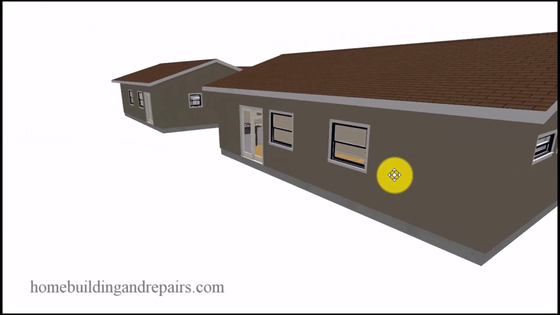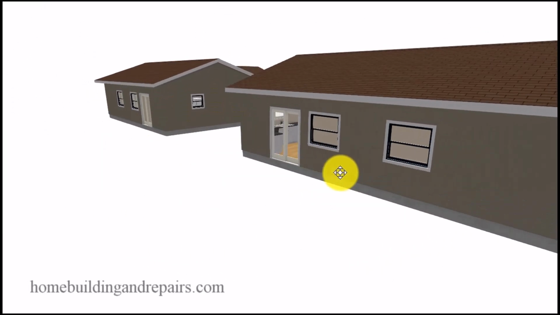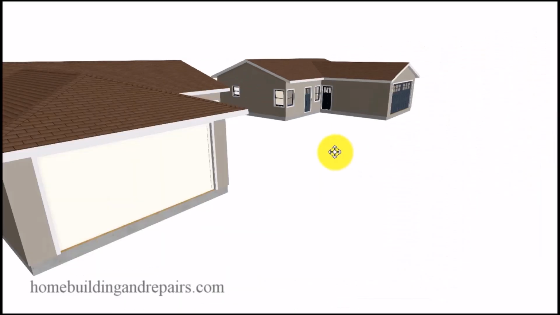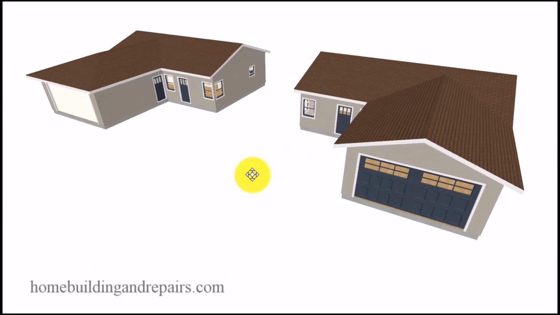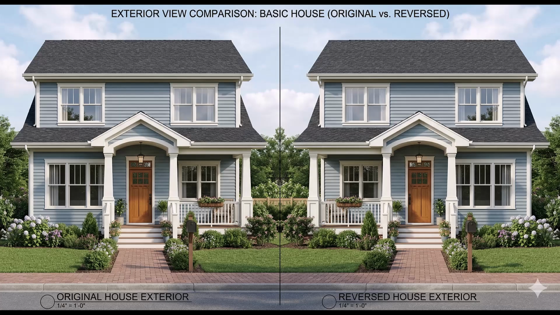Second, they swap materials. One house gets siding, the next gets stucco. Third, they change the roof line. You might see a gable roof on one and a hip roof on the reversed version. By changing the window sizes, swapping the paint colors, or moving the garage door, you can take the exact same floor plan and make it look like a completely different home.